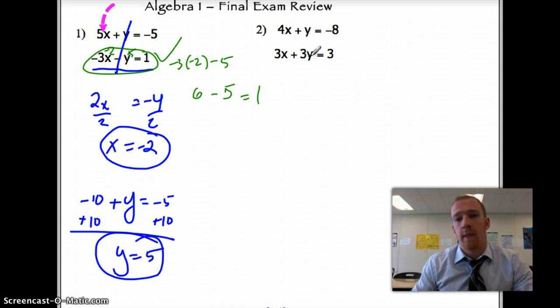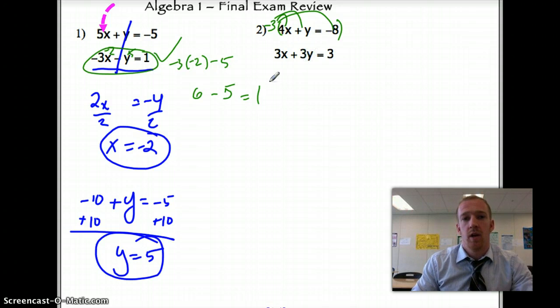So this next one, what we're going to do is if you add these up right now, nothing cancels out. So I'm going to multiply this top equation by a negative 3. As I distribute the negative 3, that's going to result in a negative 3y, adding to this 3y, and it's going to cancel out.